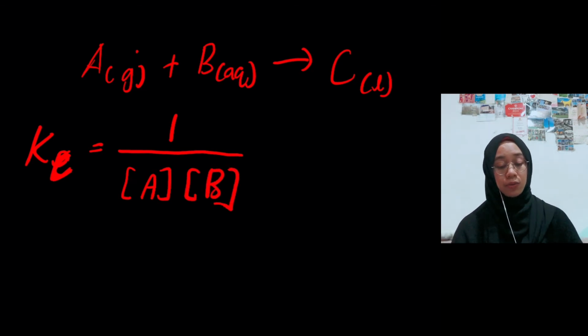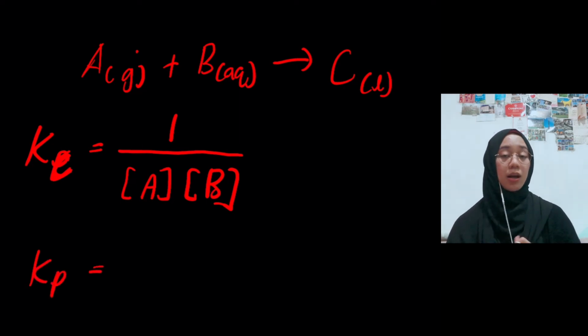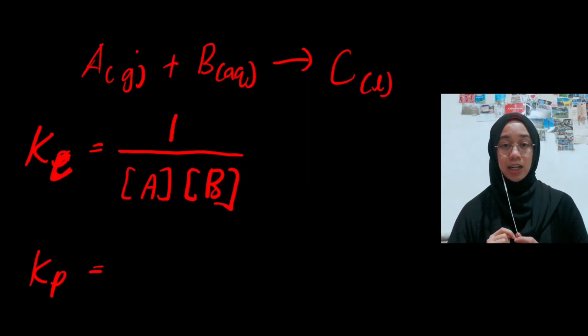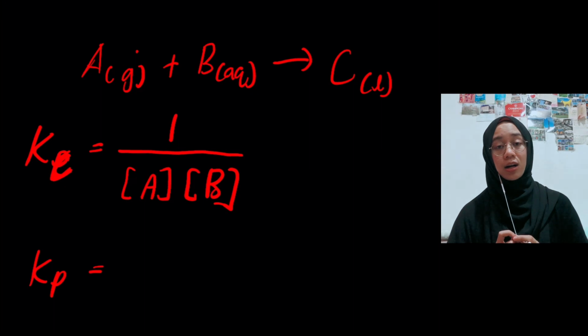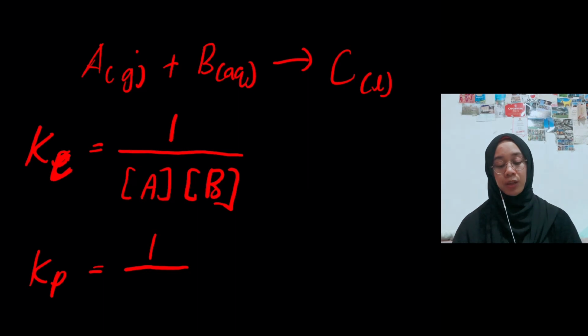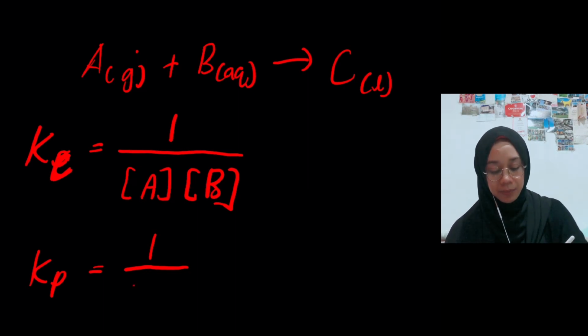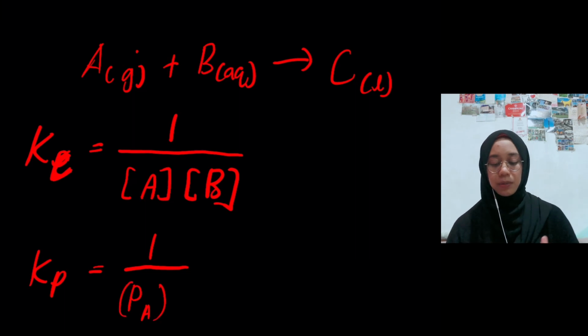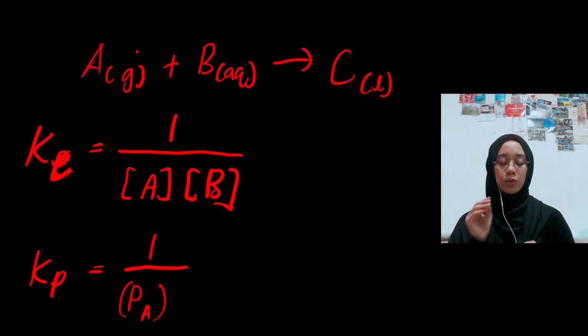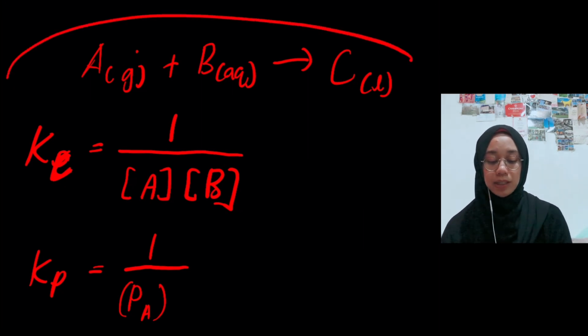Ini untuk Kc. What about Kp, class? Kp, apa Miss pesan tadi? Kp, pressure is only for gas sahaja. Okay, so kalau untuk gas sahaja, bermaksud the only thing yang kita boleh tulis dalam expression dekat sini adalah pasal A sahaja. Since sebelah product dia remain constant, dekat atas ni value dia adalah 1. Then A, kita ambil partial pressure of A, tapi B is in aqueous solution, so tak perlu pun ambil B. Okay, so ini sahaja untuk Kp in the case of if kamu ada equation yang macam ni.